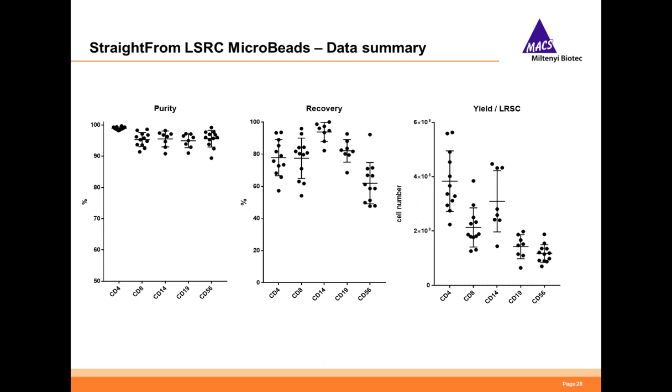And here is just a sum up of the data. You see that, as with the good performance for the Buffy Coat, we have extremely high purity. The mean is always higher than 95%. The recovery is also extremely great, lowest for CD56, depending on the lower frequency of the cells in the starting material, and for sure also the yield coming out of 1 complete LRSC.